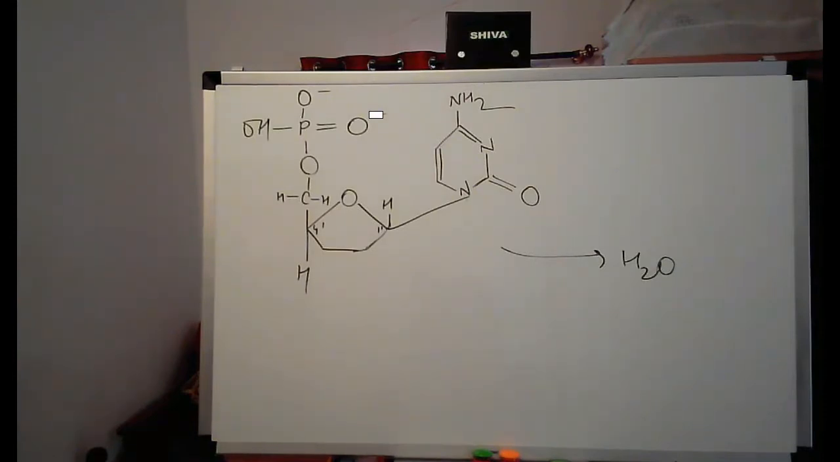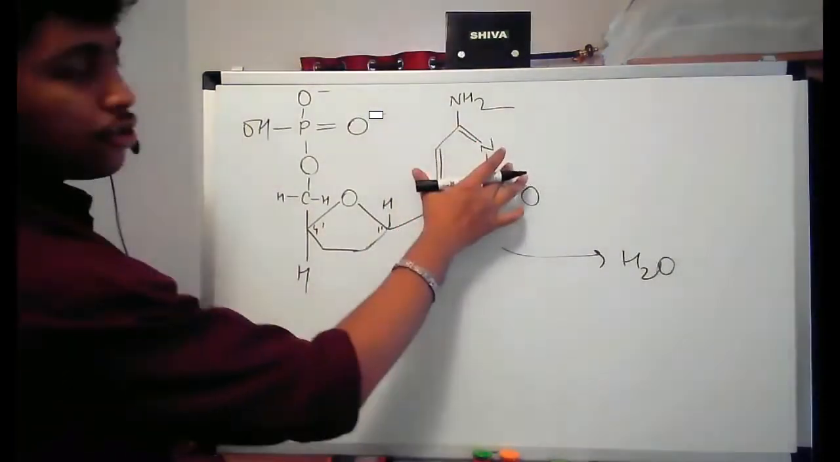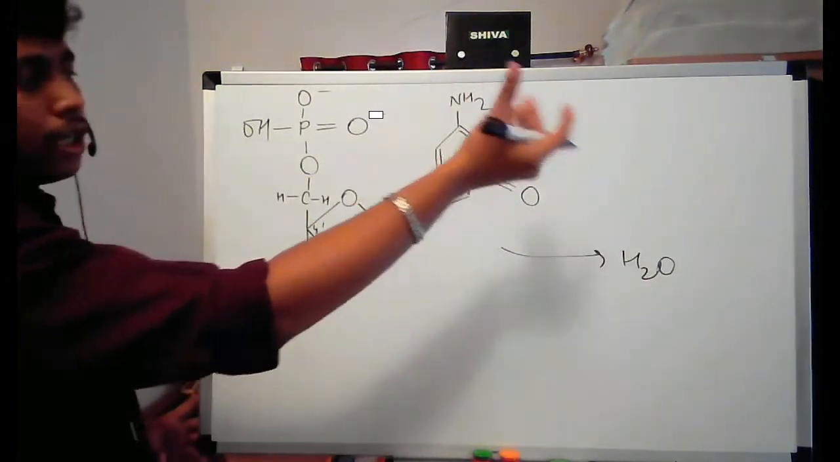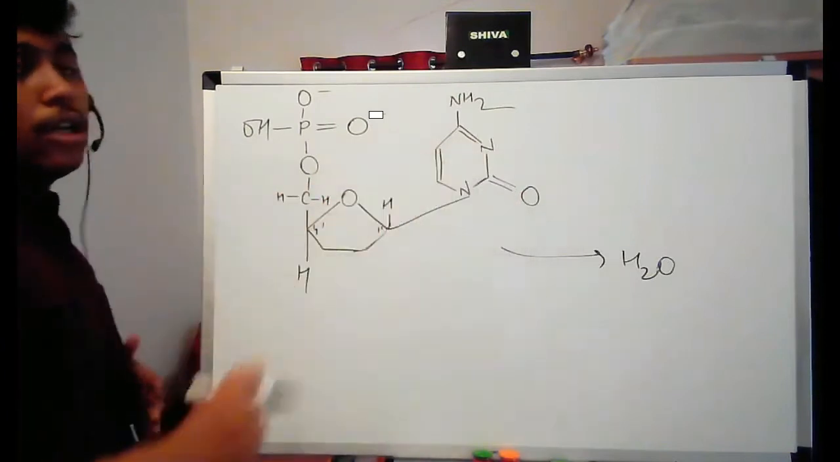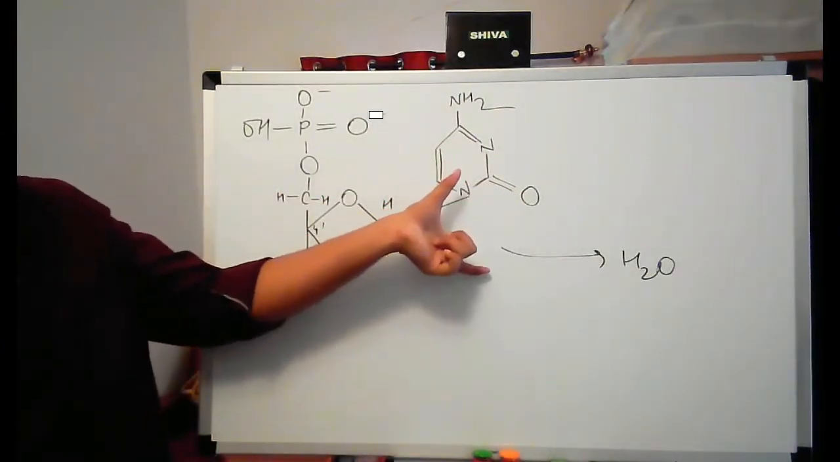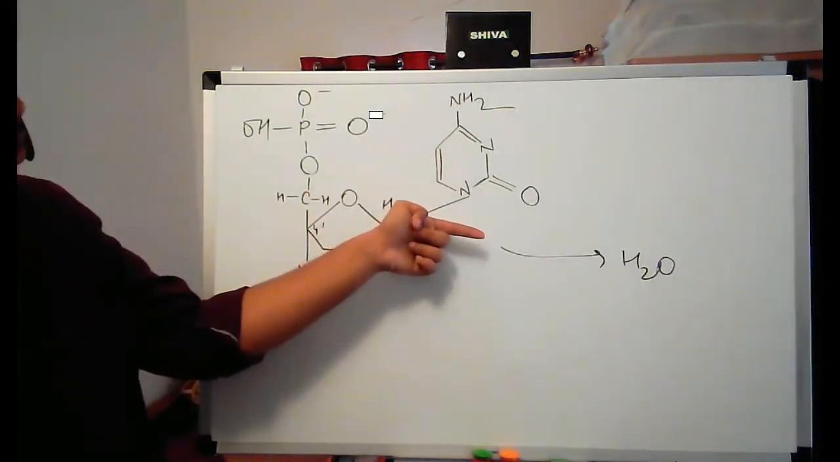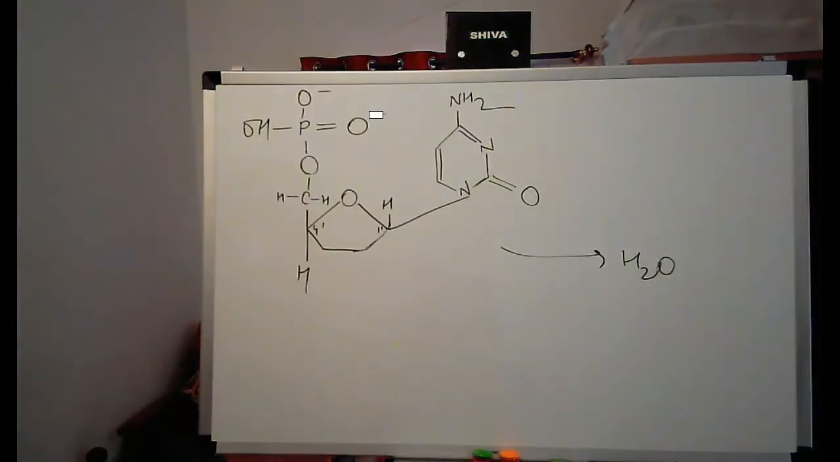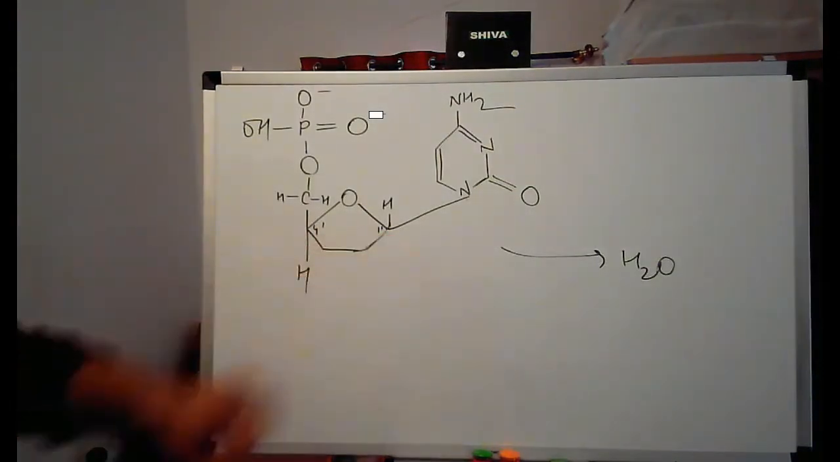This is my cytidine. I'm purposely drawing this as a straight structure. This would have been curved over here. When I'm drawing the actual one, this will be curved over here. This whole thing will sleep down because there has to be a straight bond. I'm just drawing it like this for the explanation's sake.